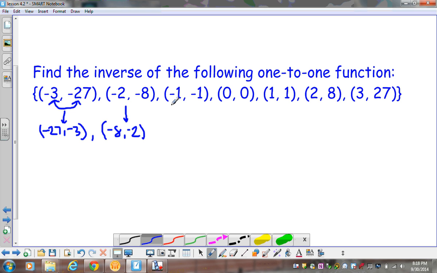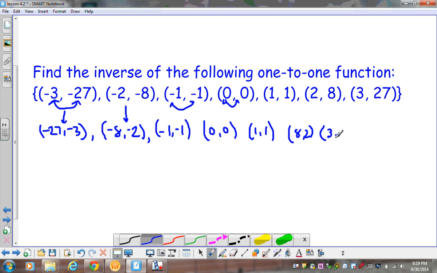Flip it. All right, now this third one, I'm going to flip them, but it's not going to look like I did because they're the exact same value. All right, but negative 1, negative 1. Same thing here, 0, 0, I flip them. So my inverse coordinate there would be 0, comma 0. And then 1, comma 1. And then 8, comma 2. And then 3, comma 27.